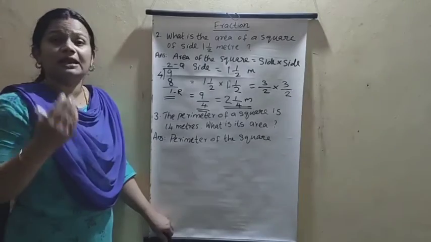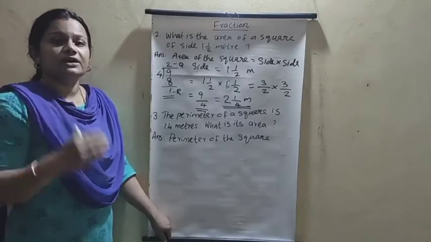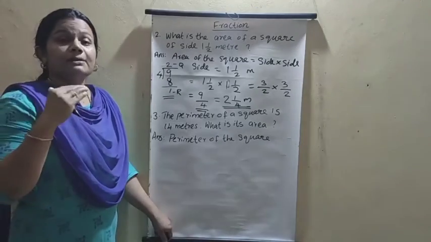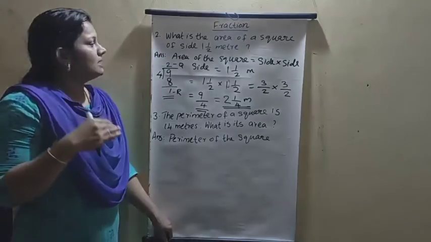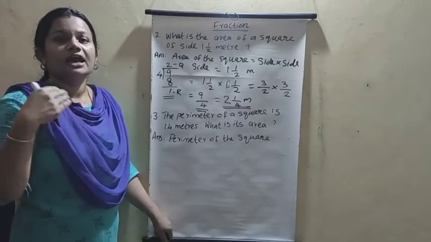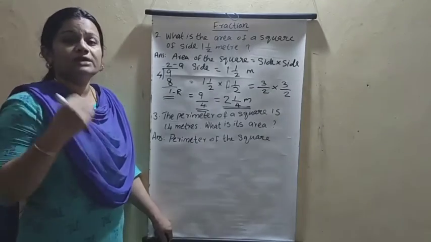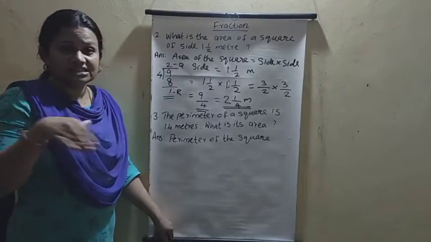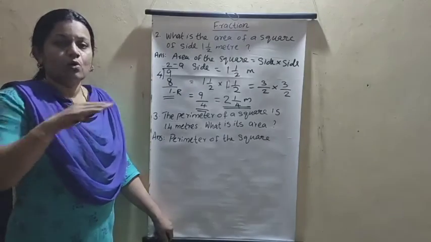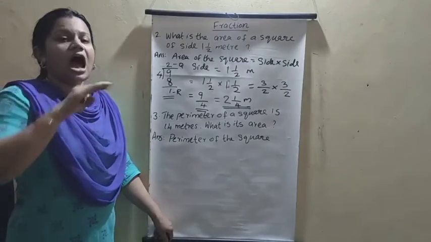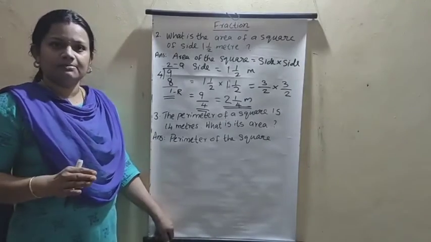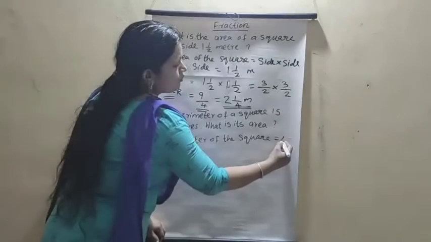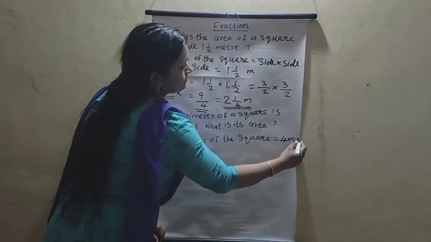But in this problem, the perimeter is given. So first of all, you should study the perimeter of the square, perimeter of the rectangle, area of the square, area of the rectangle. What is the perimeter of the square? How many sides are in one square? 4 sides. What is the perimeter? I add these 4 sides. That is the perimeter. So perimeter of the square is equal to 4 into side.